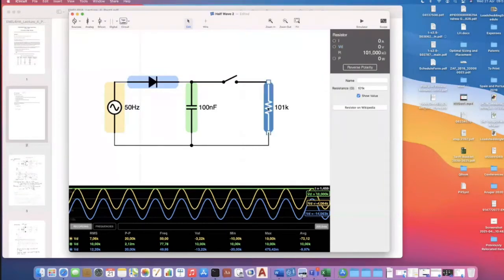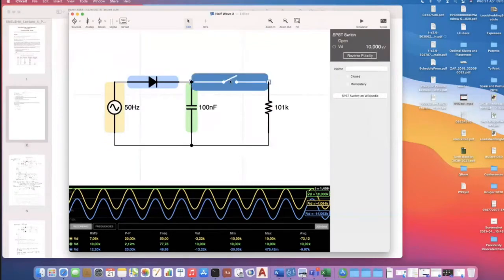Let's have a look if we connect a load. Just from previous circuits, if you've got a charged capacitor and you connect a resistor in parallel, the current should flow from that capacitor to that load. So let's have a look and see what happens.